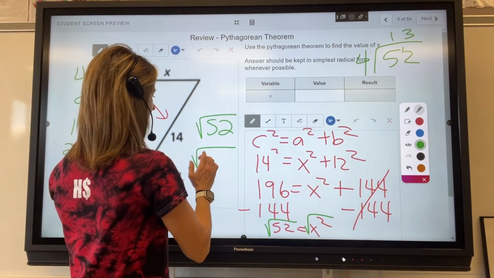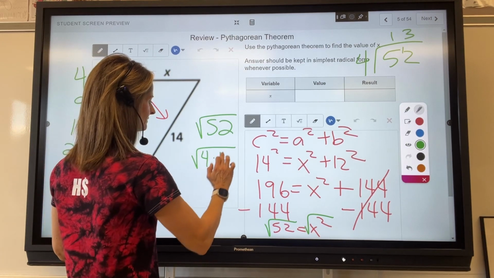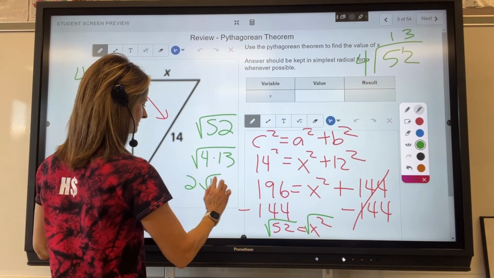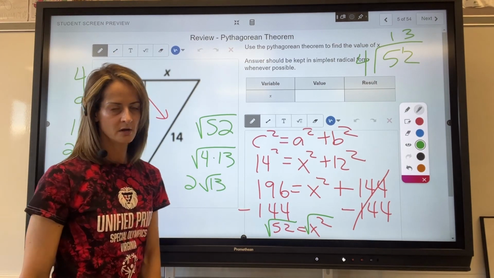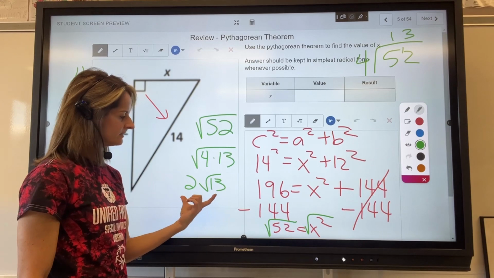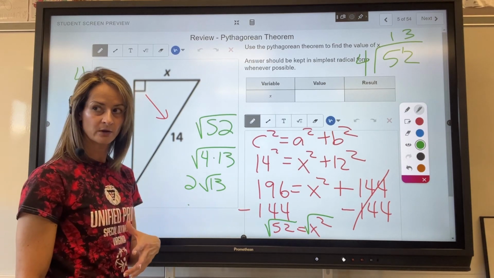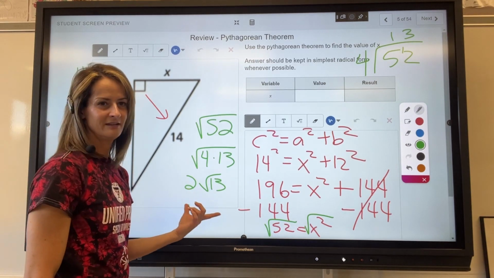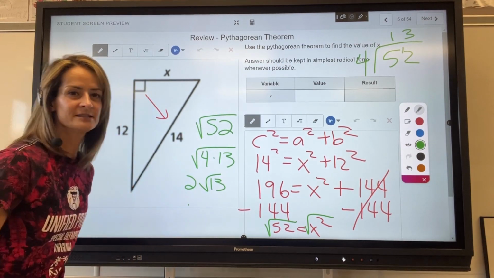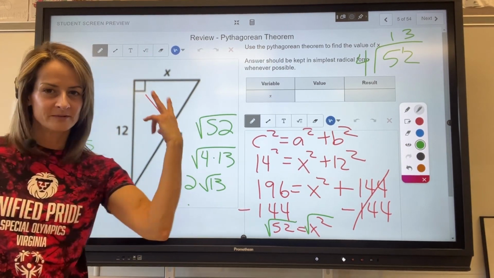So when I simplify it, 52, I'm going to rewrite it as 4 times 13. I'm going to pull 4 out. Square root of 4 is 2, so it's 2 root 13. And that's how we write the answer. That's really the only difference between the last time I taught you Pythagorean theorem and this time, is now we know how to simplify radicals. So we're writing the answers in simplest radical form. Questions? Okay, it's Friday.